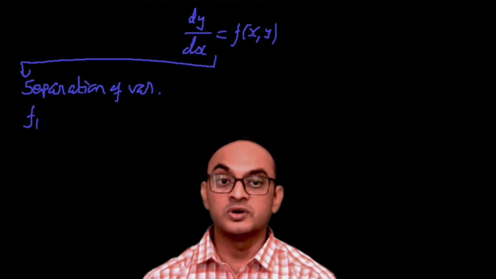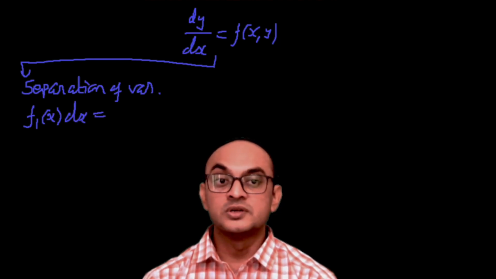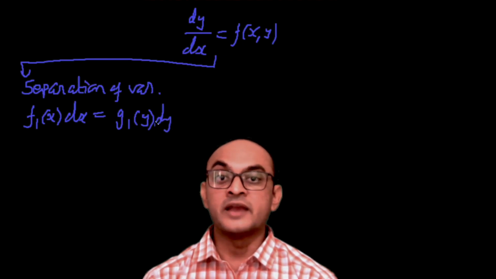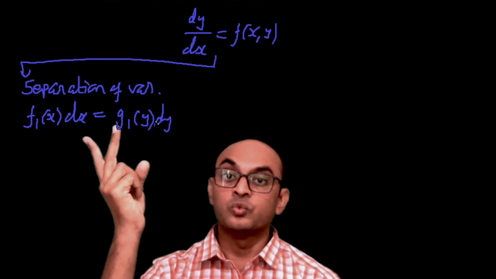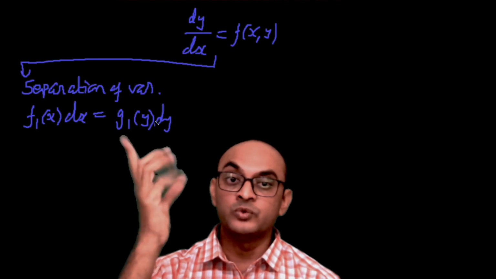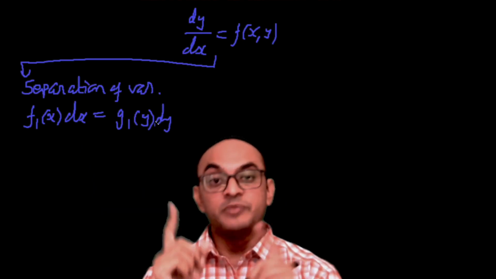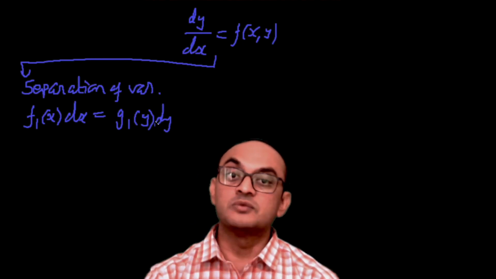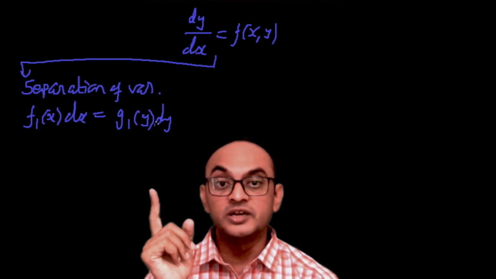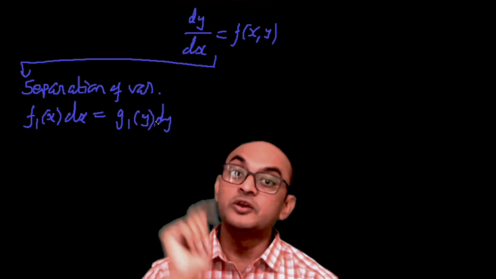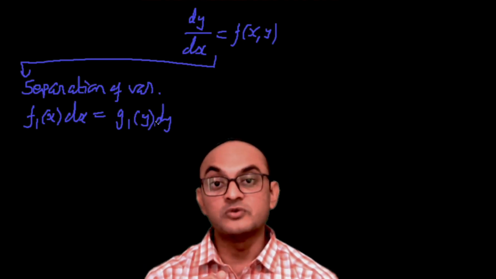So I have some quantity f1(x) into dx, and I have something say g1(y) into dy, and then we integrate this equation with respect to x and with respect to y, and we will have the solution. Keep in mind, when we solve the differential equation, the solution is known as the family of curves. Family of curves means what?